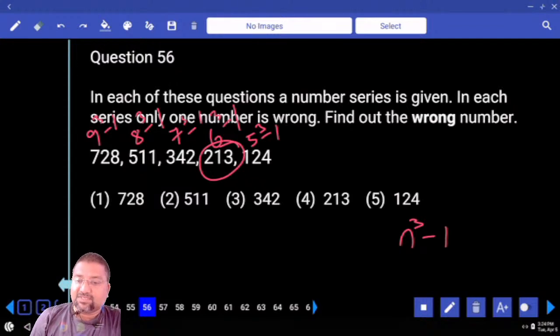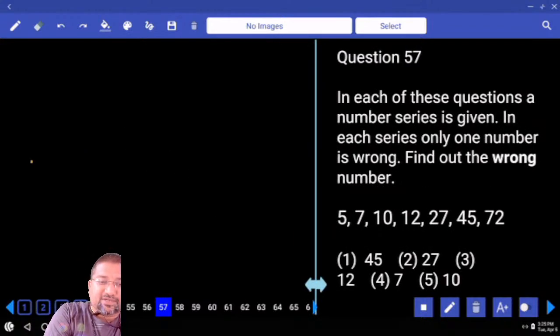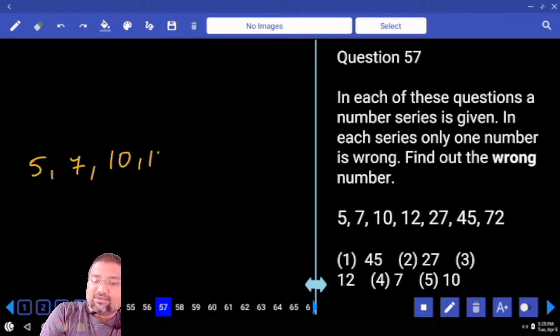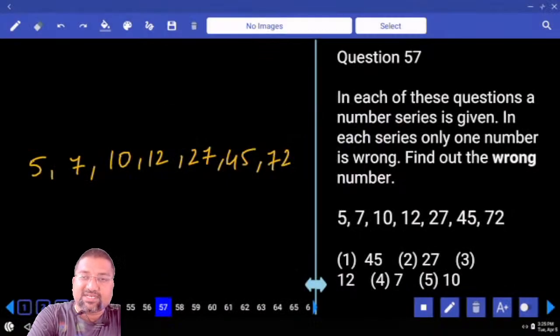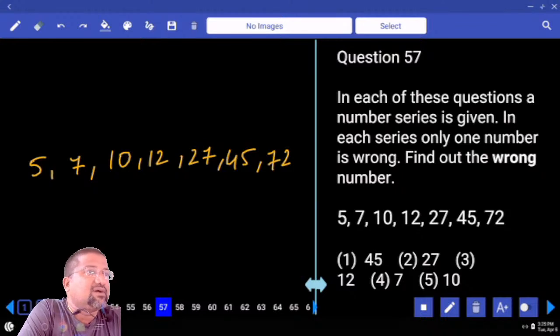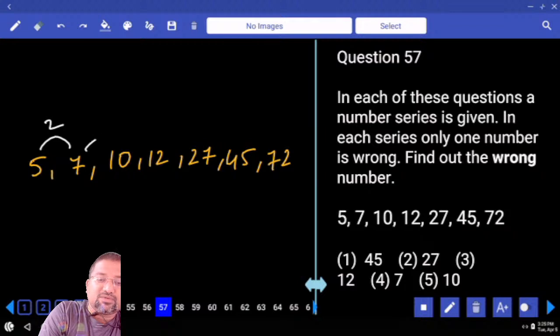215. Clear? Next, 57. Tell me whether the numbers are in increasing order or decreasing order. Increasing order. 5, 7, 10, 12, 27, 45, and this is 72. Please pay attention here. When the numbers are in increasing order, what should be your observation? We'll see whether there is a huge increase or gradual increase. Gradual increase. Then what's the duty that you are supposed to do? Go for a difference.